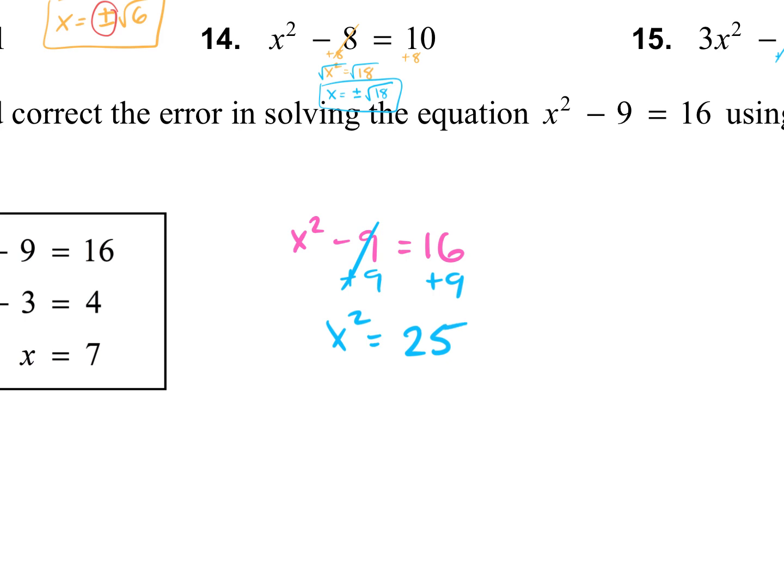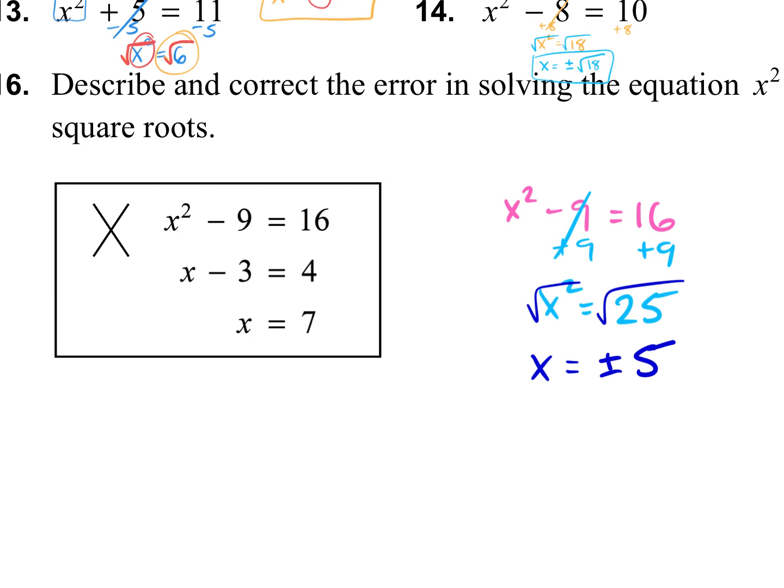And then what? Square root both sides. So what does x equal? Just 5? Positive or negative 5. Awesome. Here I think that they square rooted everything, which you cannot do. It doesn't work that way. That's why we always need to isolate this x squared first. So always, always, always need to isolate the x squared first.